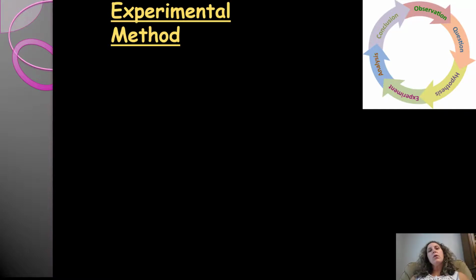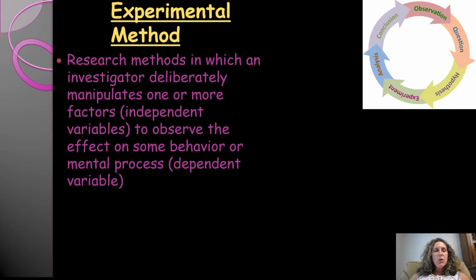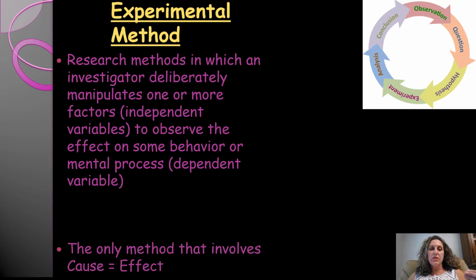So we've talked about how correlation does not equal causation, but there is a method we could use to determine causation. So the experimental method is where an investigator is going to deliberately manipulate something, which is going to be called the independent variable, and observe the effect on behavior or mental processes in psychology, but in just general science. They will observe what happens when they manipulate that independent variable, and that result or that effect is going to be your dependent variable.